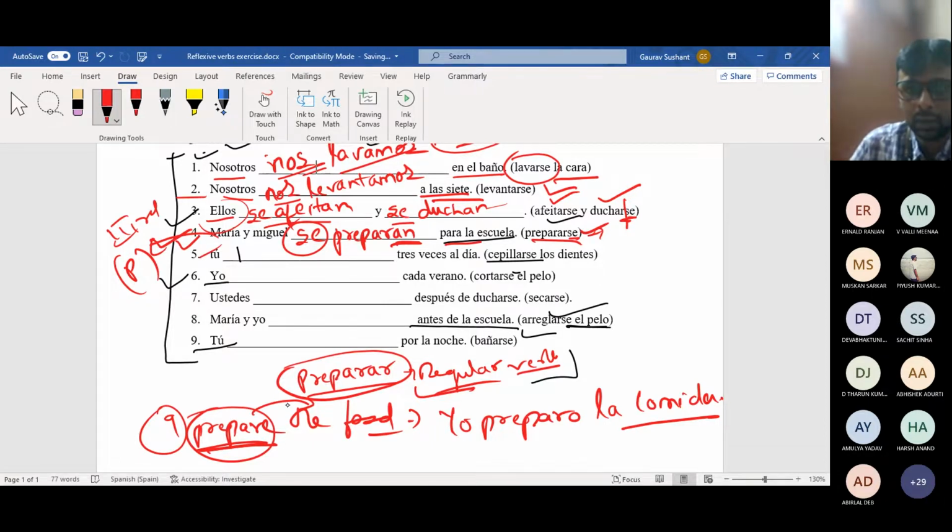Okay, number 5 again, not so difficult. Subject is tú, the verb is cepillarse, and it is los dientes. So dientes is like teeth. So not to worry about this part. Only the verb, which is cepillarse, you have to do. So let me ask Vanshika, can you try? Yes, sir. So, tú te cepillas los dientes tres veces al día. Very good.